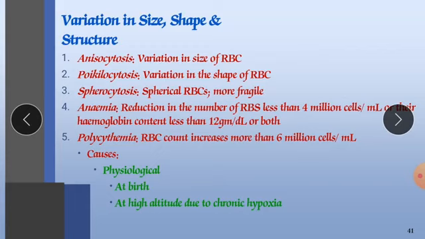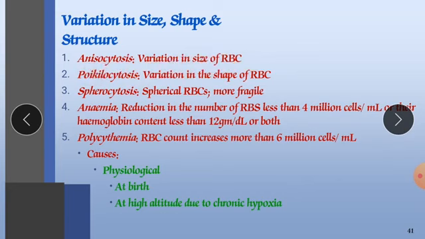There are variations in size, shape and structures. Various terms are there that we are going to discuss here. In that, first term is anisocytosis. What is that? It is nothing but the variation in size of RBC. If sometimes size will be increased or decreased, so that variation occurs in the diameter of that RBC. It is nothing but the anisocytosis.